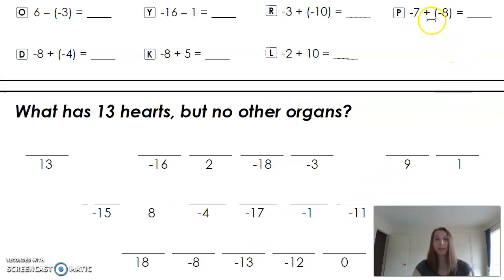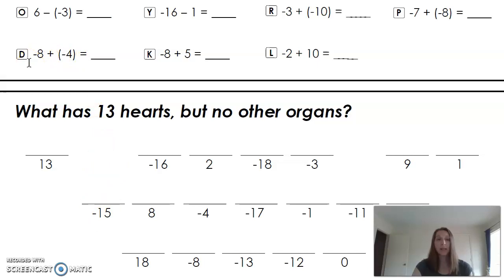P, negative 7 plus negative 8. Add that across. 7 plus 8 is 15, and then just add the negative in front of it. So then you're looking for negative 15, which is here. That's a P.